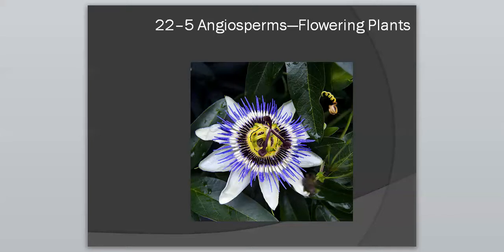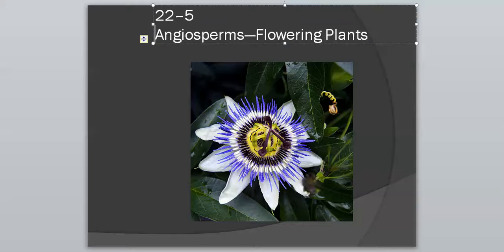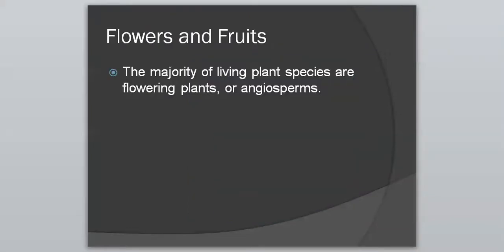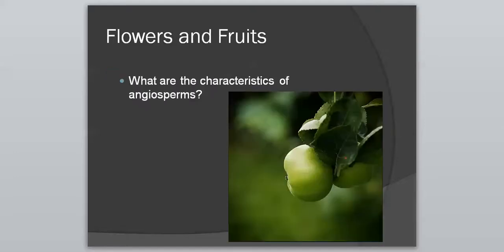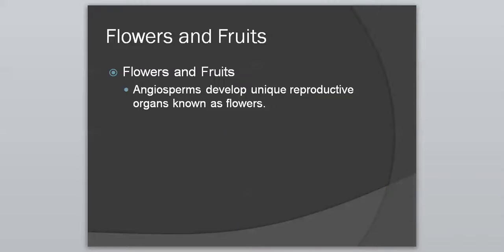We're on Chapter 22, Section 5, and it's entitled Angiosperms, or Flowering Plants. So angiosperms are our flowering plants. So we're going to dive right into it here. And our first point is that the majority of living plant species are flowering plants, or angiosperms. So this is our most common plant type. We're going to look at the characteristics of our most common type.